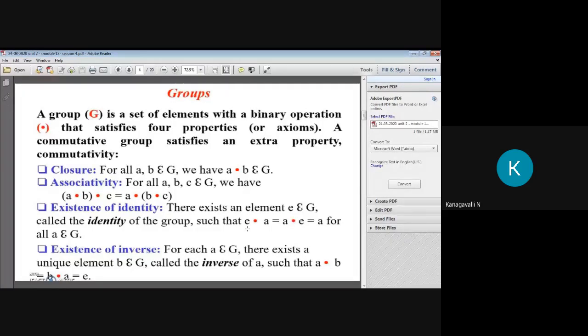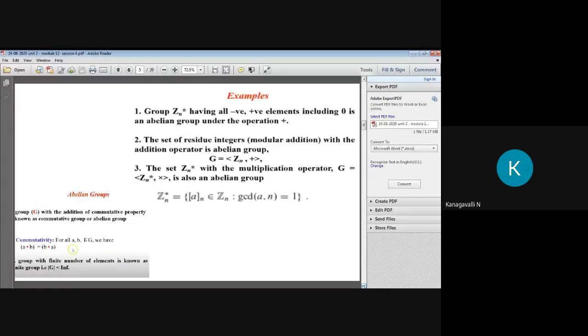Then the existence of inverse: for each a belonging to G, there exists a unique element b belonging to G, called the inverse of a, such that a dot b equals b dot a equals e. These are the simple properties involved in a group.